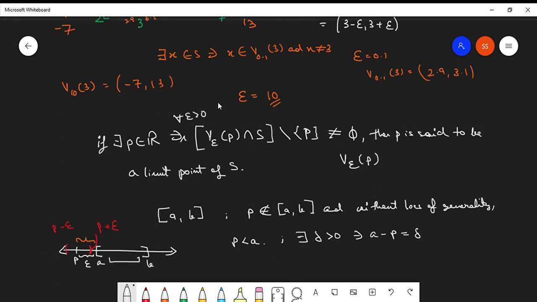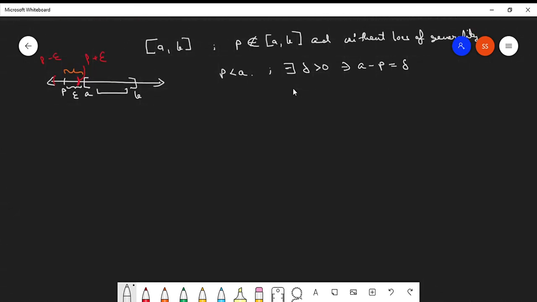Is this portion clear? Now there arises a slight difference of this concept in case of open interval. So if we have some open interval, let's say (a, b). Now what happens? In case of an open interval, what does this open interval basically mean? It means a set of elements x belonging to R such that a < x < b. Right? This is what we mean.